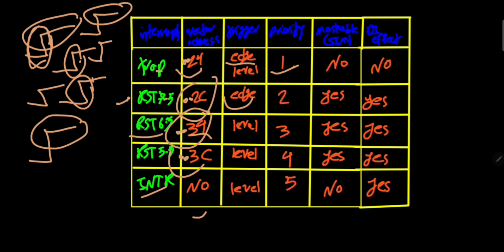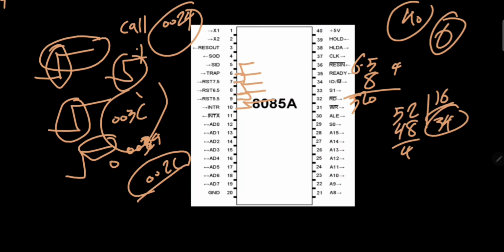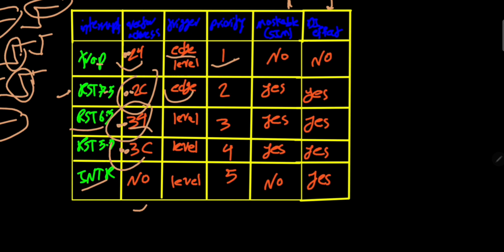Then we have these two columns that I want to explain to you in this way. Trap can never be disabled, meaning any device that you connect to this one, anytime that this pin goes high or is high, the CPU would jump to the location of 0024 no matter what. But the others you could disable.